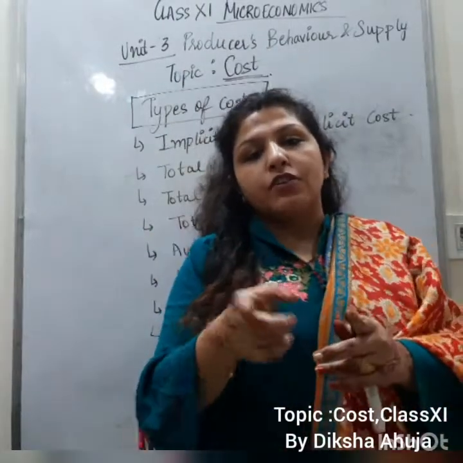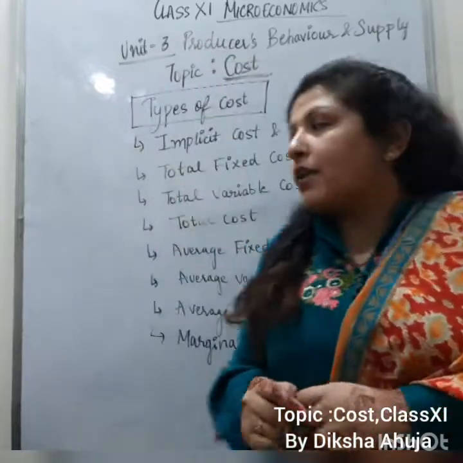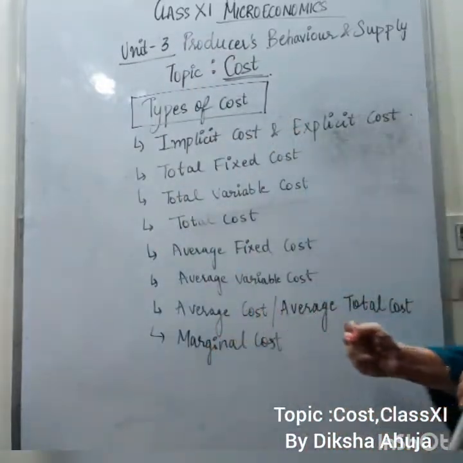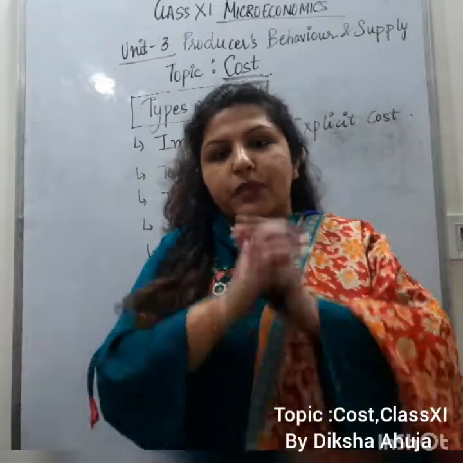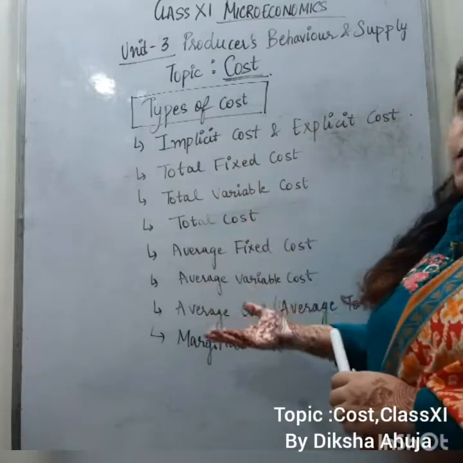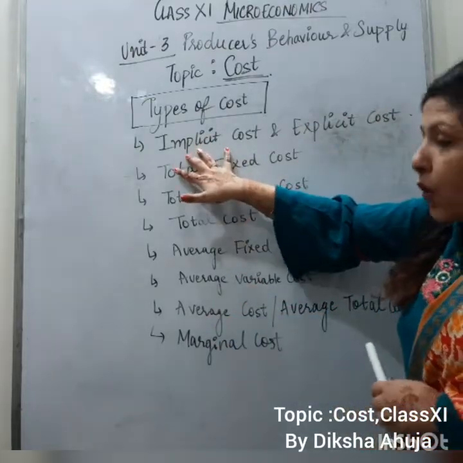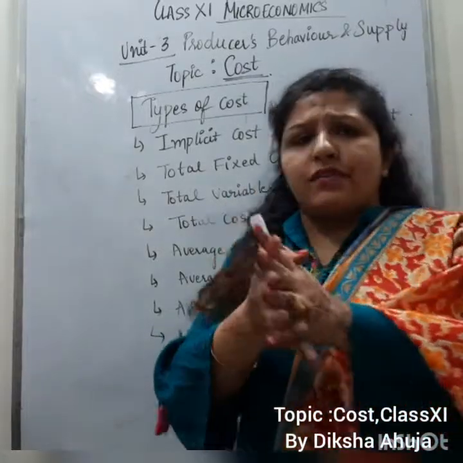Before watching this video, you should watch the previous video, that is the summary of production. Okay, so then let's come to the topic cost. So I'm just briefing the chapter, what we're going to do in this chapter, what is the summary of this chapter. The types of cost which we're going to cover: first we'll know the difference between implicit and explicit cost and why cost is important for economics.